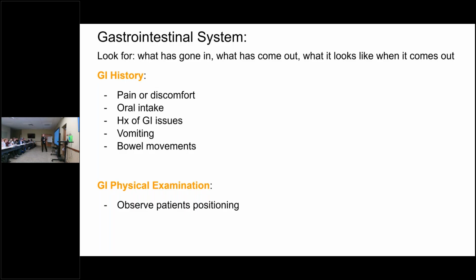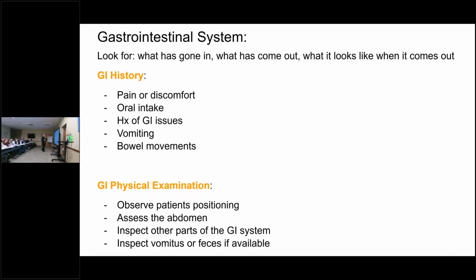So in the physical exam, we want to observe the patient's positioning. Are they hunched over and holding their stomach, or positioned in another way? We want to assess the abdomen. That would be palpating all 4 quadrants all the way across. Do you feel anything abnormal there? We want to inspect other parts of the GI system as well, which I'm not totally sure what it means by that. That's what your book said. And then we want to inspect their vomitus or feces if it's available.